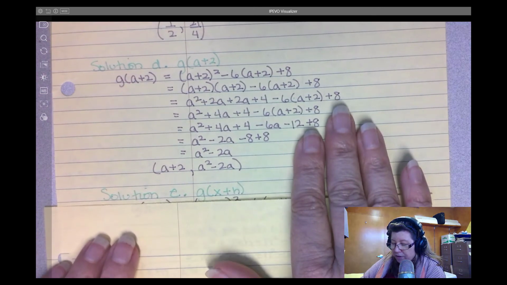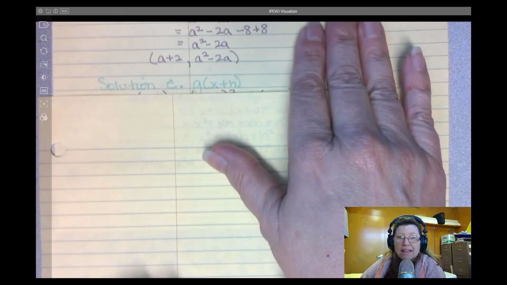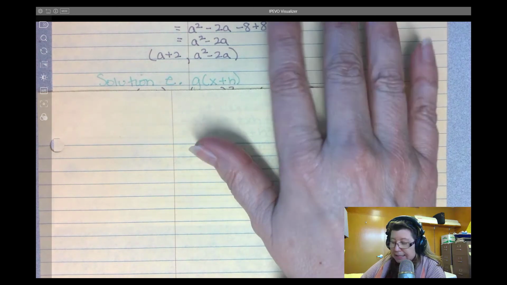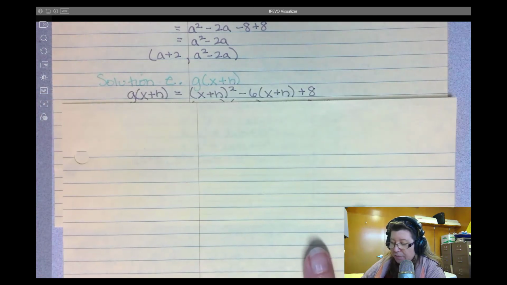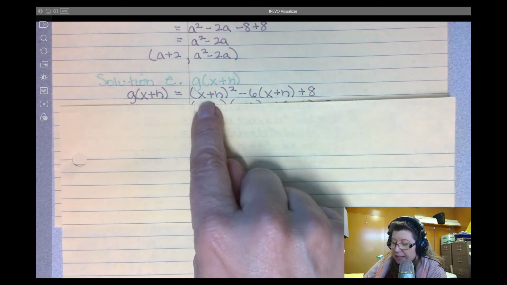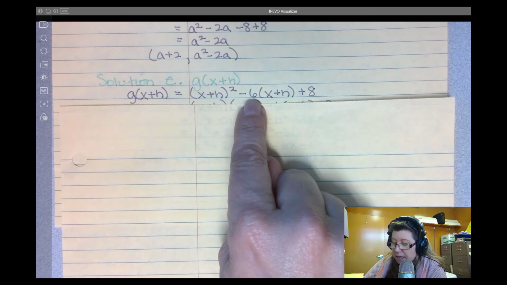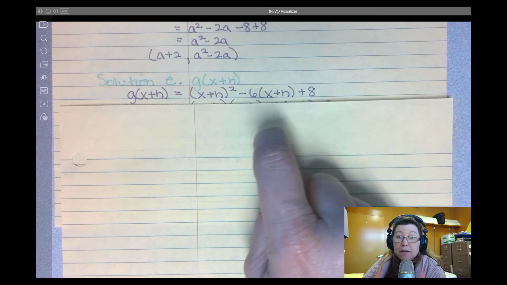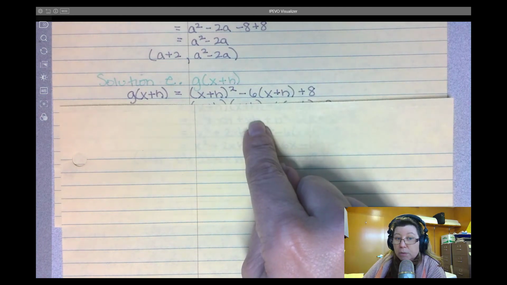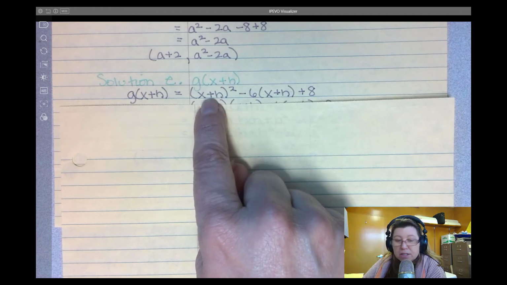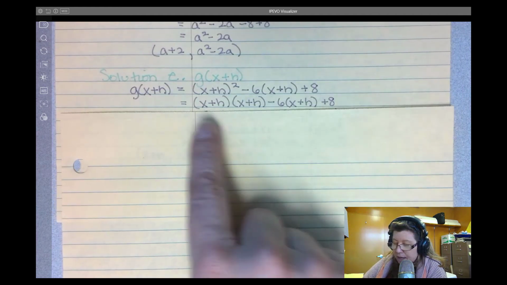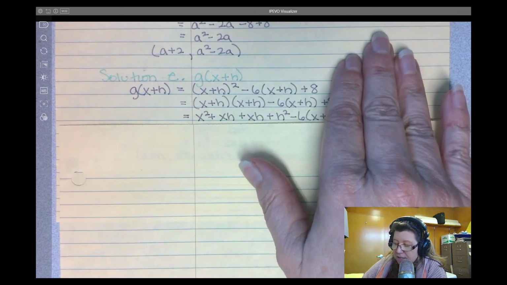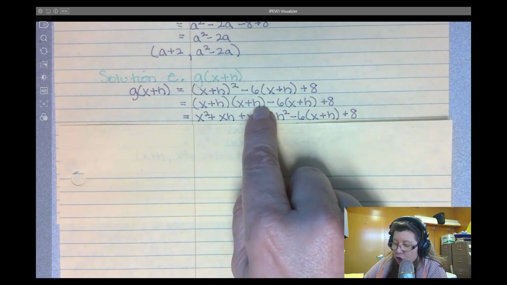Now, the last one we're going to focus on is g of x plus h. Wherever I see an x, I will place an x plus h. Okay. (x plus h) squared minus 6 times (x plus h) plus 8. The same steps as before, I'm going to do it with this guy. I'm just going to try and slow down a little bit so I don't make any mistakes. First things first, I want to write this out twice. Okay, I've written it out twice. Now I'm going to FOIL. x times x is x squared. x times h is xh.